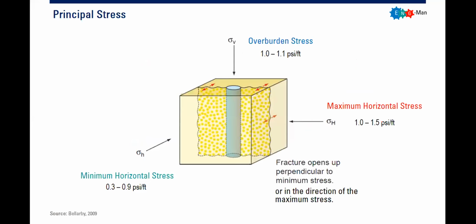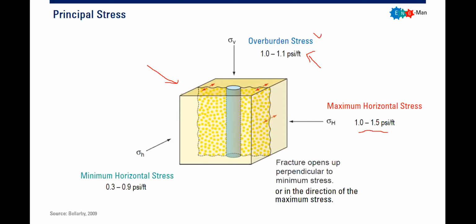What's the significance? Let's describe the principal stresses like this one. So we have rock here. The first principal stress is in the vertical direction. We call it overburden stress. The load, the weight above the rock, will be the overburden stress. And this is the gradient. The second principal stress is the maximum horizontal stress, coming from the horizontal direction, but it is the bigger one. This is the second principal stress, and this is the gradient in psi per foot.